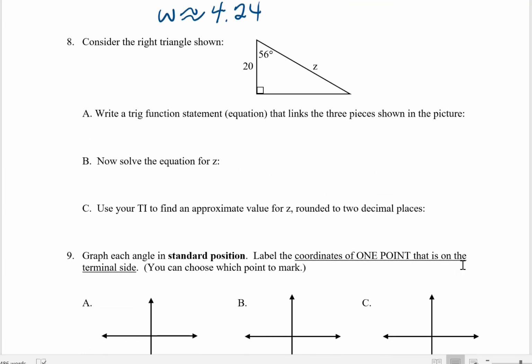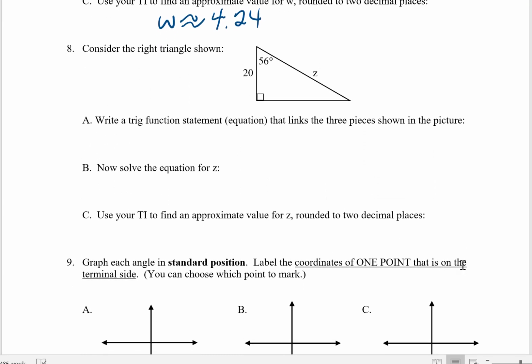Number 8 is a similar problem. We want to write a statement that links up the 20, the z, and the 56 degrees. Let's see, this time I have the adjacent side to the 56, and I also have the hypotenuse. So that makes me think cosine. In SOHCAHTOA, CAH, cosine, adjacent over hypotenuse. So cosine of the 56 degrees is equal to the 20, the adjacent, divided by the hypotenuse.